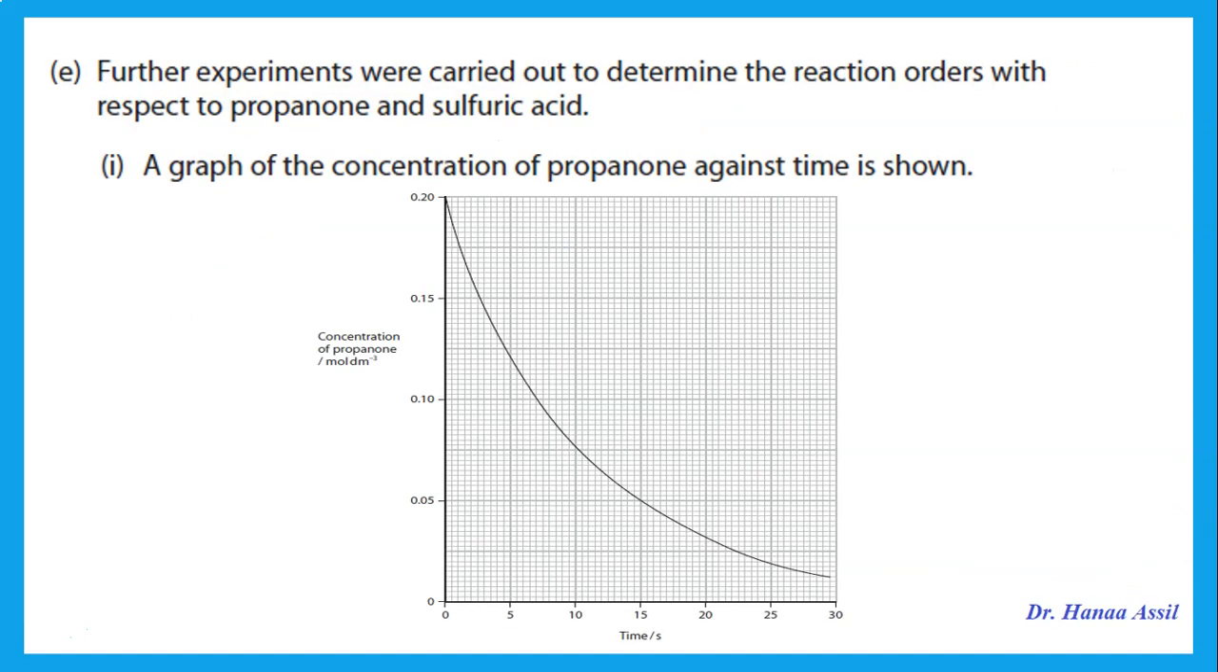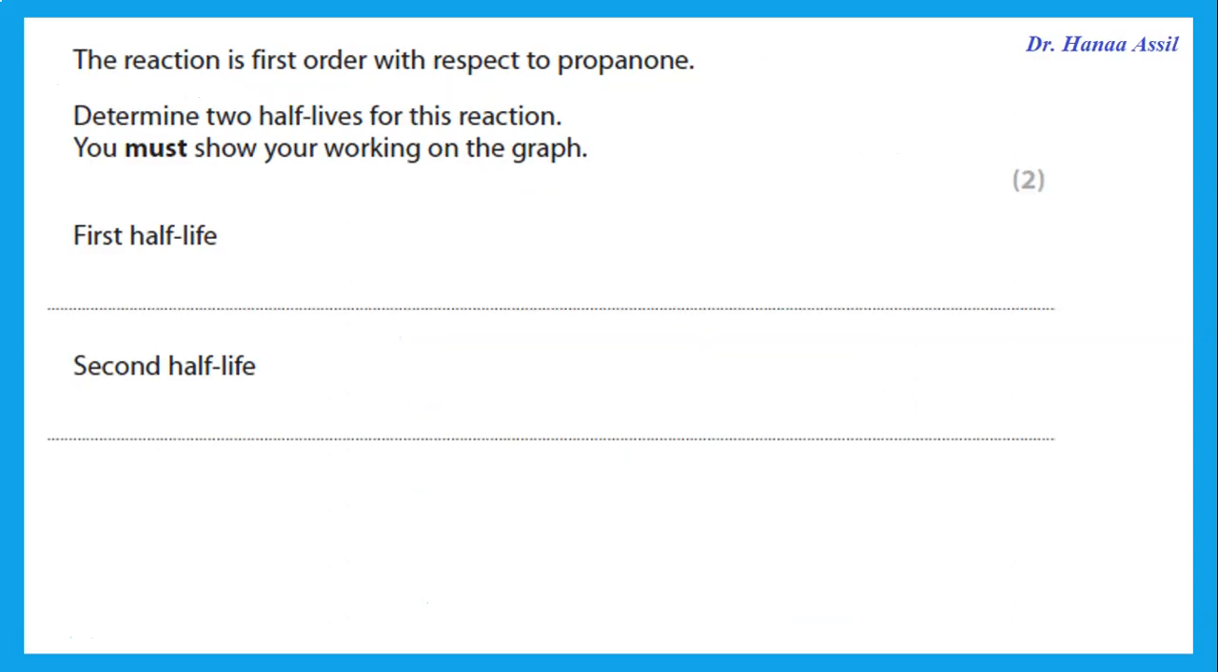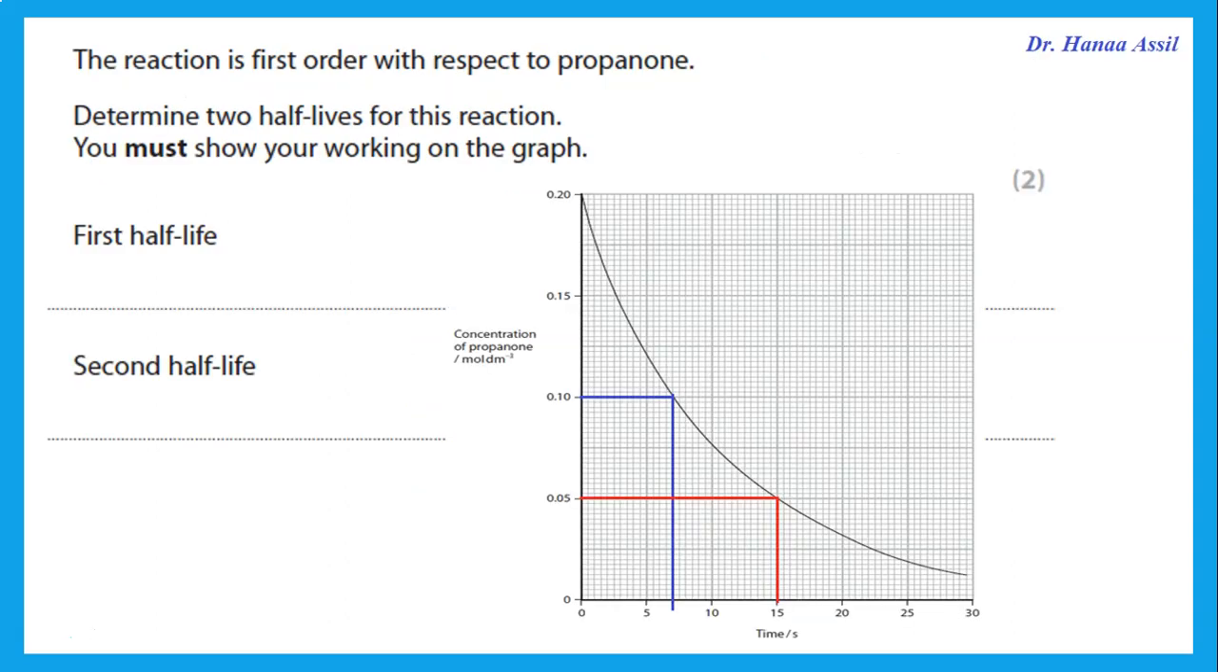Further experiments were carried out to determine the reaction orders with respect to propanone and sulfuric acid. A graph of concentration of propanone against time is shown. So this is the concentration of propanone now. And he's saying determine the two half-lives. Obviously, from the graph, this means that this is first order if the half-lives are almost equal.